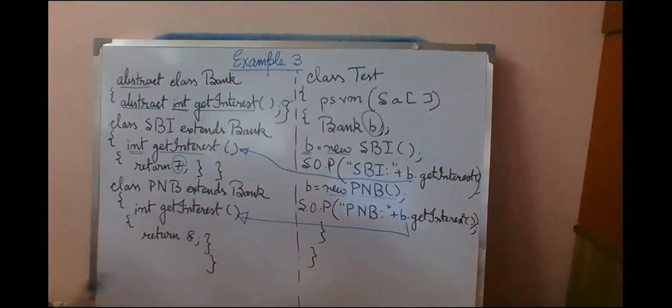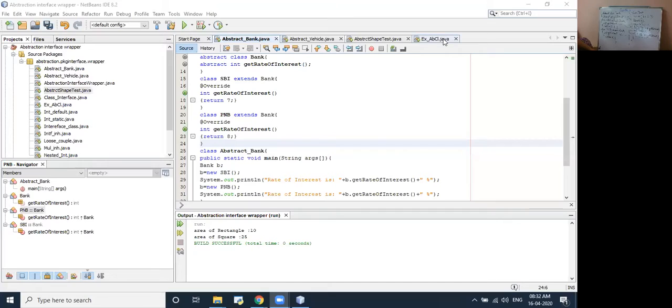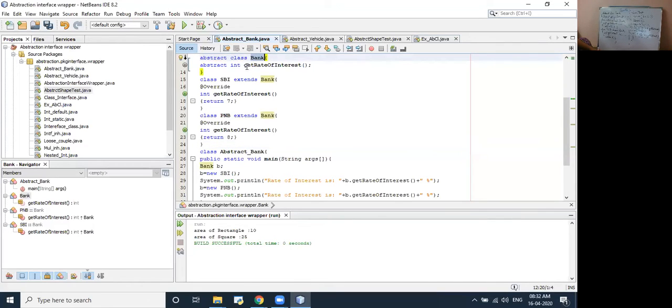Next, we will see the same implementation in NetBeans, and we will see what the output is. So this is the implementation of the third example in NetBeans. We have created an abstract class Bank, and inside that we have created an abstract method getRateOfInterest. It is the same as getInterest that I already wrote in the code, and it has a return type int. In class SBI, which is a subclass extending the abstract class Bank, we are overriding this getRateOfInterest method, and we are returning the value 7 here.